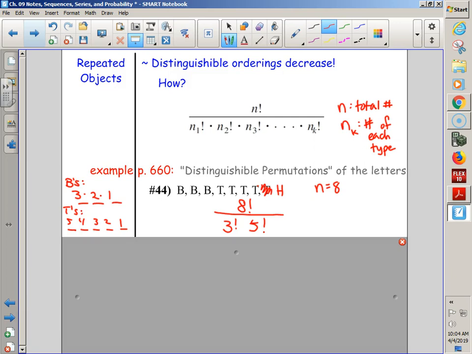How many B's do I have? 3. How many T's do I have now? 4, and 1. But guys, do we ever have to worry about the 1? So we can write it because, yeah, there is an H, but is it going to make a difference? No. So all that we really need is the total, and then the number of repeats down below. So you guys, ready, set?